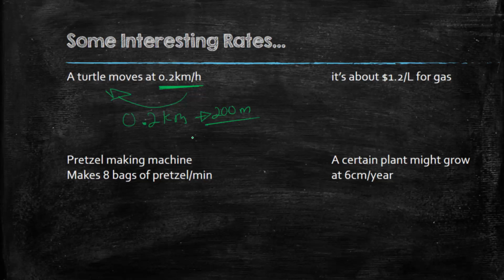So 200 meters is not much. A human being can probably walk 200 meters in maybe 1 minute. But a turtle does that in an hour. So it's really slow.